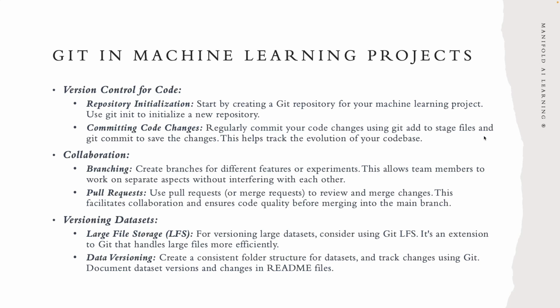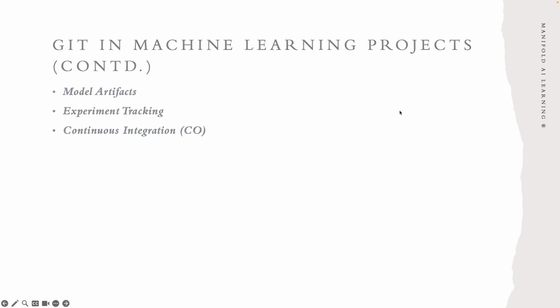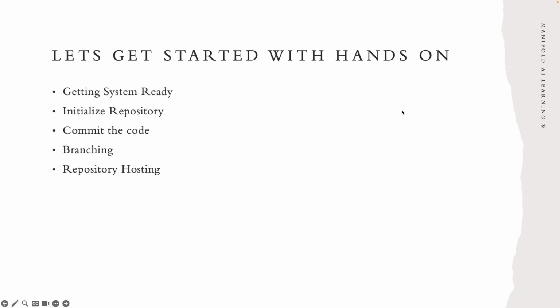Now that you are clear about the theoretical aspects of what exactly a version control system is, how it works, and its importance from the machine learning standpoint, let's proceed to the hands-on and get our system ready. We'll get our understanding of how it works, like initializing the repository.